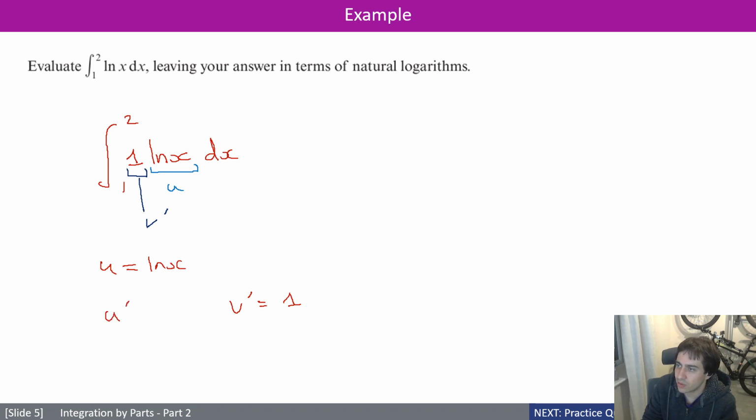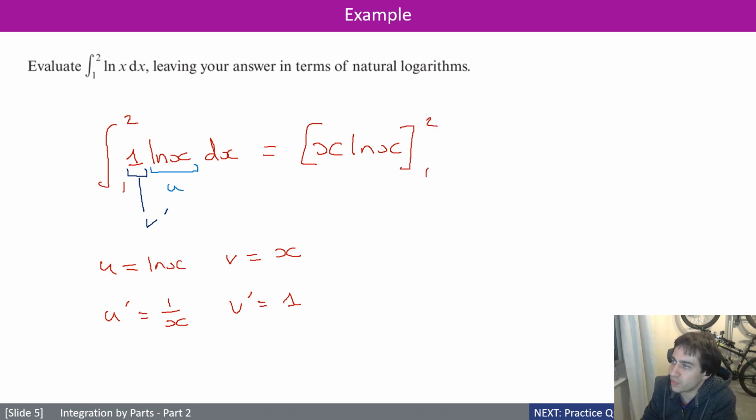ln x differentiated becomes 1 over x, and v dash integrated back upwards goes to x. So therefore this is equal to uv, which is x ln x, and now let's put the limits in from 1 to 2, minus the integral of v u dash, so that's x times 1 over x dx, and conveniently x times 1 over x just becomes 1.